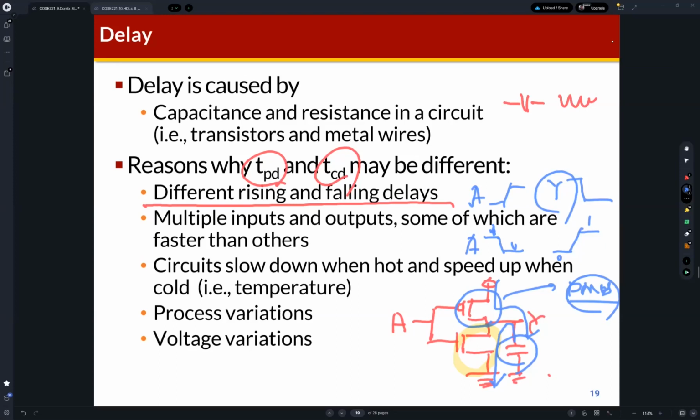Okay? Because in this inverter, the rising of this output is determined by the PMOS transistor, and the falling of the output value is determined by the NMOS transistor, because different kinds of transistors influence the output Y. So which means that the rising and falling delays are different in a CMOS circuit. That's the main reason, actually. Okay? The rising and falling delays are different.